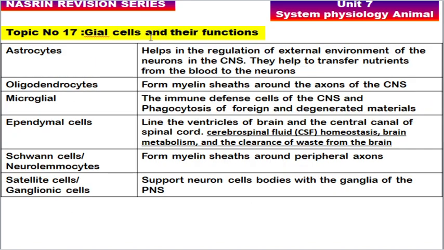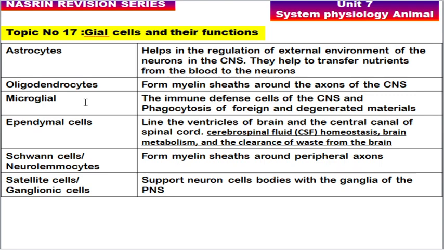Next is glial cells and their function. So these are the types of glial cells. First is astrocytes. Astrocytes help in the regulation of the external environment of neurons in the CNS, and they help to transfer nutrients from the blood to neurons. Next is oligodendrocytes. These will form myelin sheaths around the axons of the CNS, whereas Schwann cells and neurolemmocytes will form a myelin sheath around the peripheral axons.